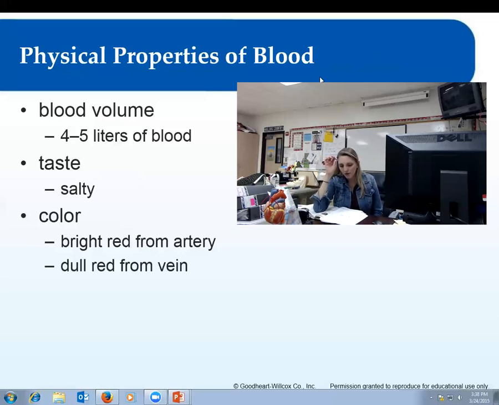Make sure I covered everything on here. But yes, so that's hematocrit. It's just kind of like your percentage of your red blood cells in comparison to your blood volume.